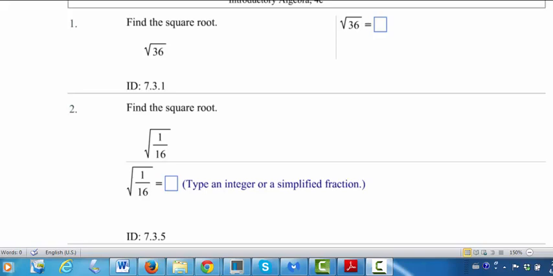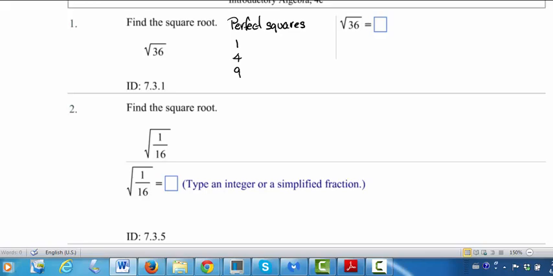So in the next couple problems, we're going to be finding the square root of various numbers. And right now, we're only worried about numbers that are perfect squares. So remember what our perfect squares are. Let's see, perfect squares. We have 1, right? 1 times 1 gives me 1. 2 times 2 gives me 4. 3 times 3 gives me 9. So these are all my perfect squares.